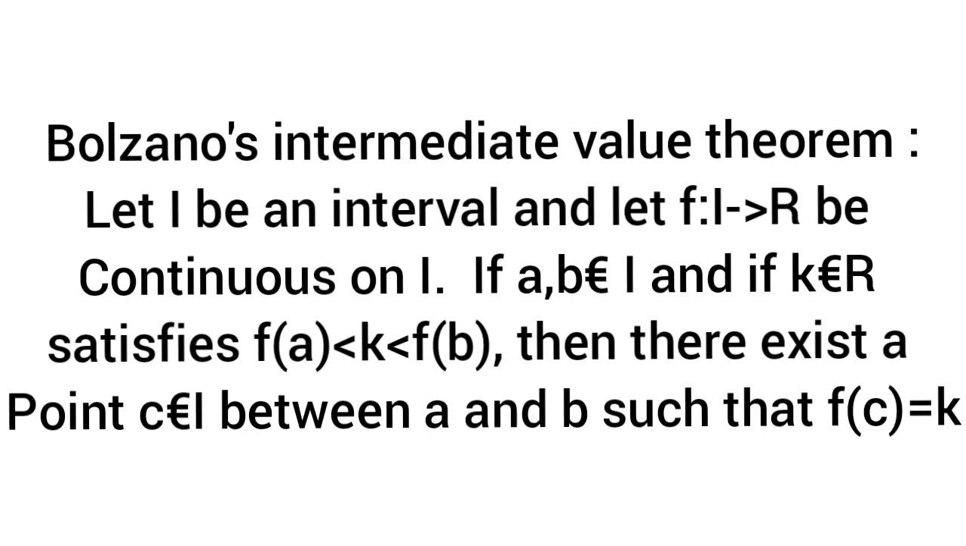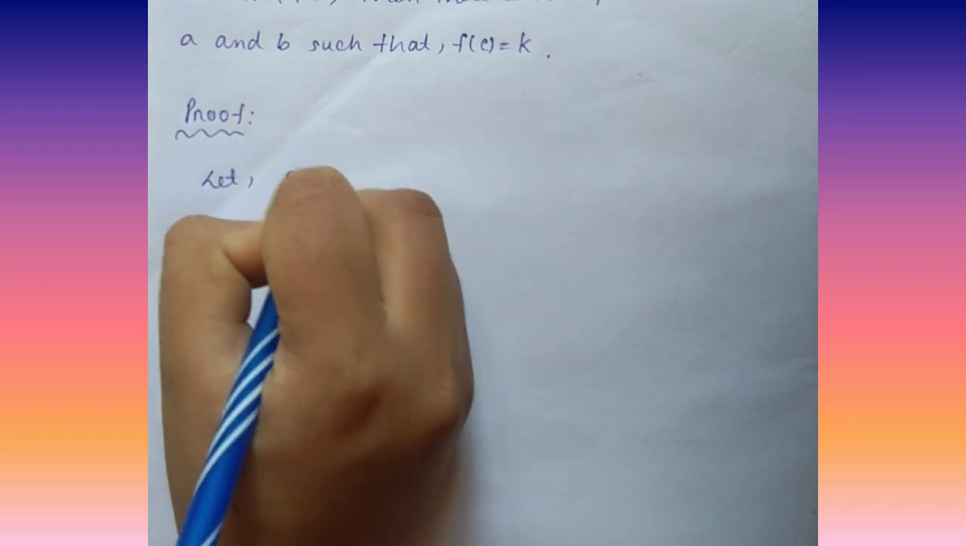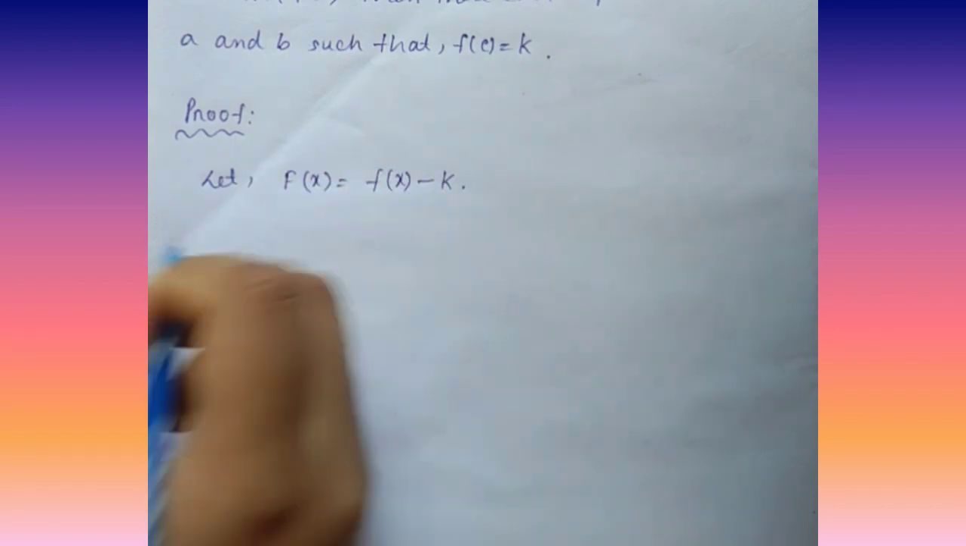Again, we are going to discuss another theorem, Bolzano's intermediate value theorem. According to this theorem, if I be an interval and f is continuous on I, and f of a less than k less than f of b, then there exists a point c such that f of c equals k. First of all, we consider that capital F of x is equal to small f of x minus k.